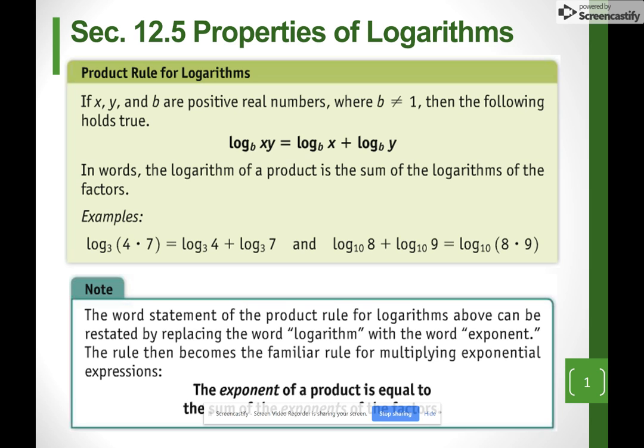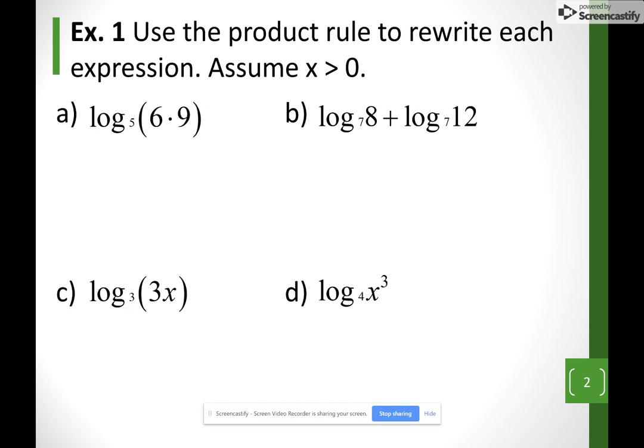Now, on 12.5, we're going to learn how to play with our logarithms. Idea is when we're multiplying, I can split it as the sum of two logarithms. Notice I'm keeping the same base. Let's see this as an example. Log base 5 of 6 times 9, and I'm multiplying. I'm going to split this as log base 5 of 6 plus log base 5 of 9.